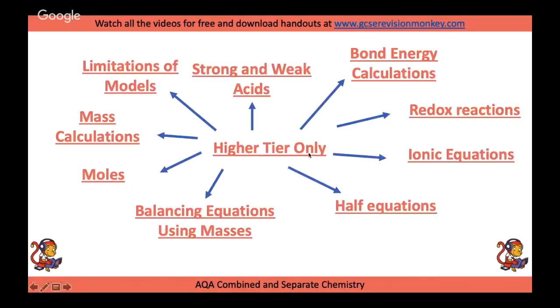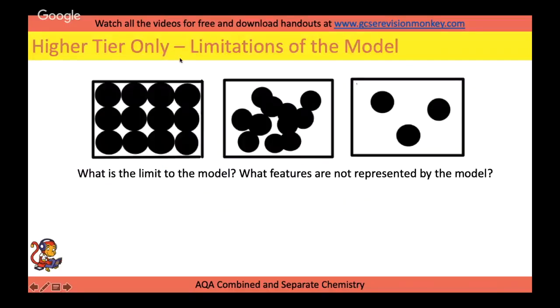Brace yourselves then, higher tier students, because you are in for a lot of calculations in this next part. Higher tier, we're going to be looking at these things on the slide, and let's get straight into it. First one, a nice easy one to let us in. They might talk about limitations of a model. If they do, that just means what does the model not show you? Okay, so why are the models not good?